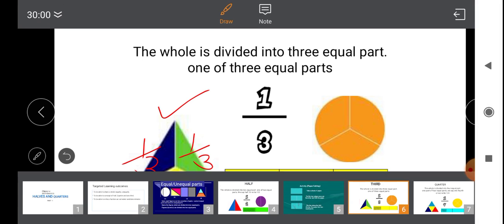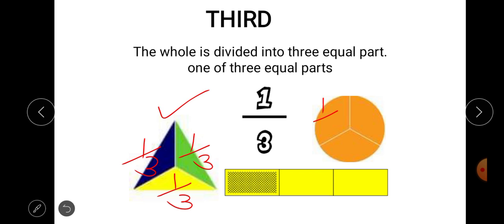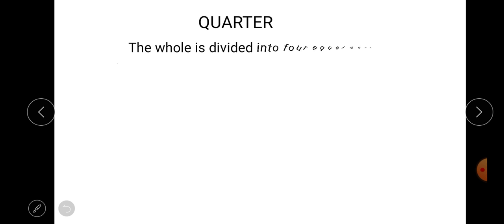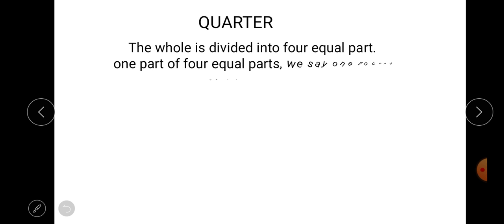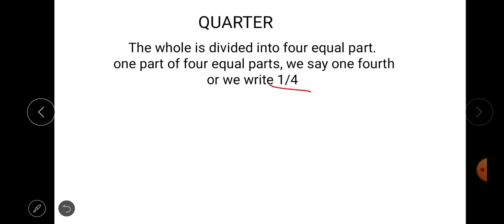Similarly for the circle also, this part is 1 by 3, this part is also 1 by 3 and this part is also 1 by 3, because out of these three parts this is showing one part. So this is 1 by 3 part of the whole. Now we will see what is quarter. The whole is divided into four equal parts. One part of four equal parts we say quarter, or we write as 1 by 4.